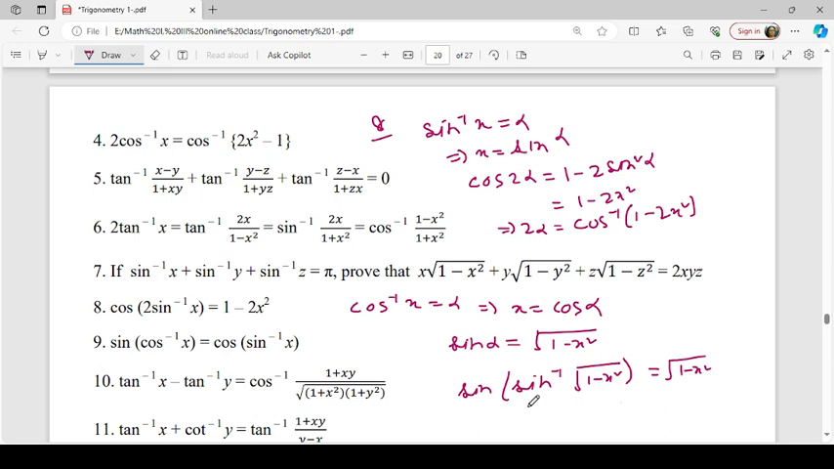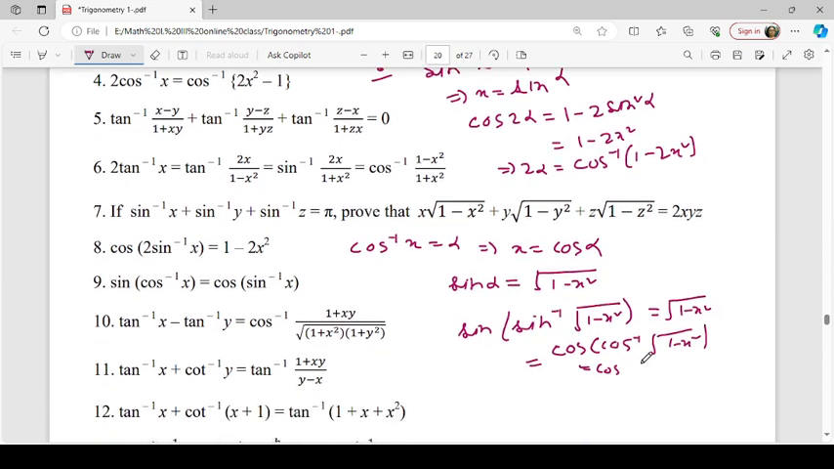We can do it again in terms of cosine. We can write it as cos of cos inverse root over 1 minus x square, and this one we write as cos of sin inverse of root over 1 minus x square whole square. So it is again x.